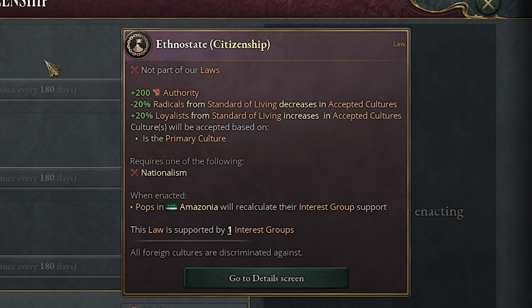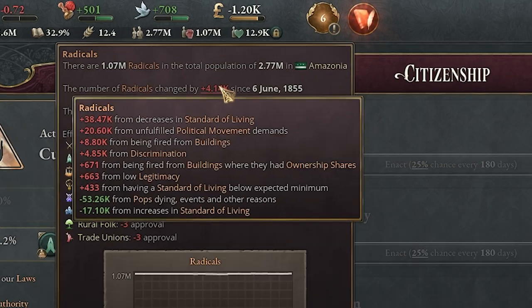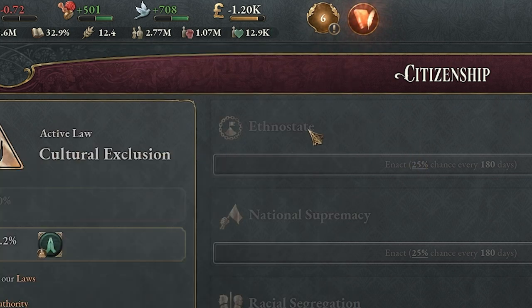So let's break this down a little bit. Let's take a look at my radical problem that I have here. If I hover over it, you can see the first issue is this decrease in standard of living. We have 38,000 radicals due to it. So this would be pretty good, but we also need to look at decreases in accepted cultures.